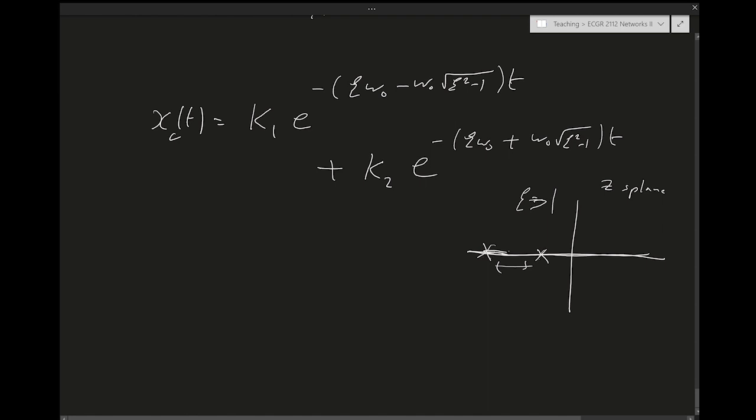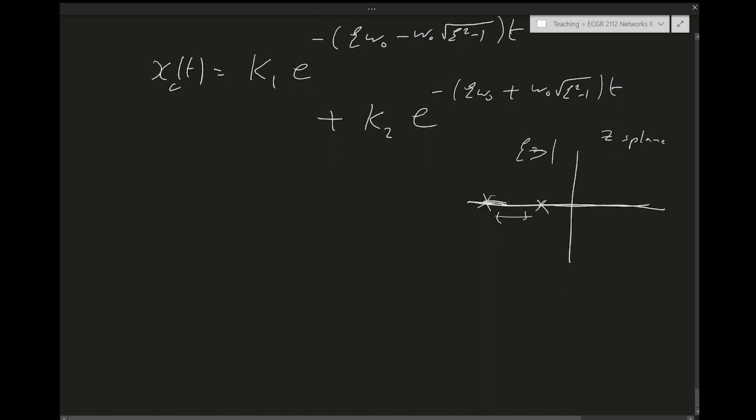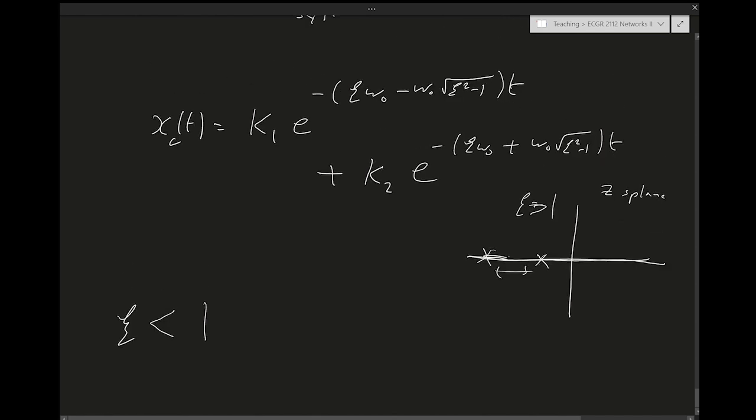The x represents the solution of the characteristic equation. Okay, one more. So this is the case where the solutions are real. Okay, what about the underdamped condition? The underdamped condition is when zeta is less than 1.